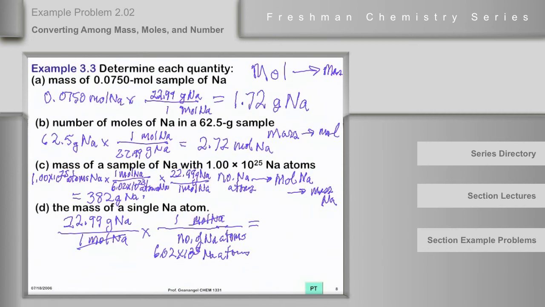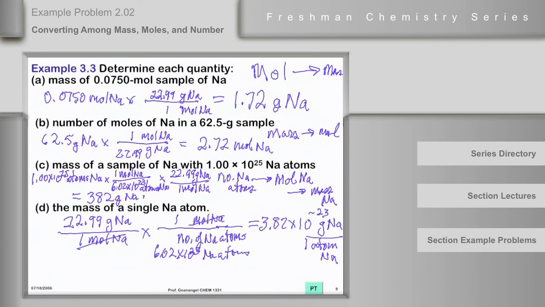Okay, if you use the units carefully, you can solve problems that you may not understand. I'm not sure I recommend that, but you can do it, and it's saved more than one student, including yours truly. 3.82 times 10 to the minus 23rd grams of sodium in 1 atom of sodium is the answer.